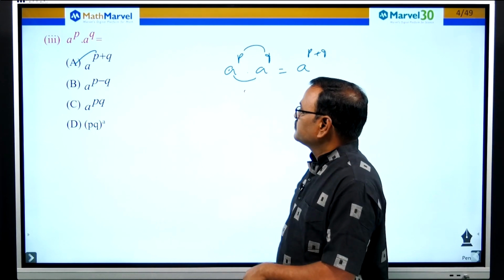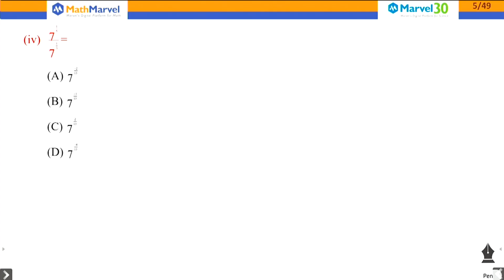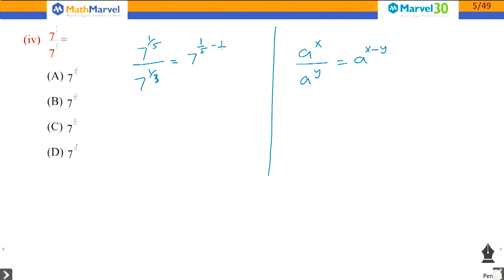So next, question number 4. 7 power 1 by 5 by 7 power 1 by 3. Okay. For that you need this formula a power x by a power y, which is equal to a power, whenever bases are equal, as per the quotient rule, x minus y. So what about this case? This becomes 7 power 1 by 5 minus 1 by 3. 7 power, take LCM, 3 minus 5 by 15, which is equal to 7 power minus 2 by 15.